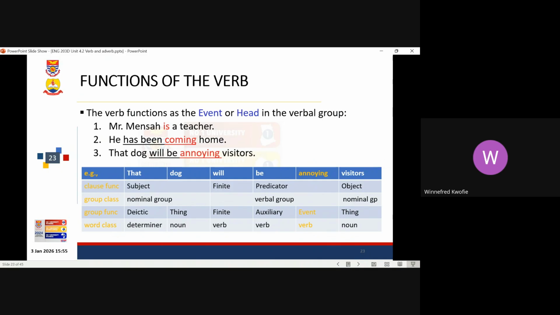Okay, so that dog will be annoying visitors. The verb group you are interested in is "will be annoying." So "will" is a finite, "be" is a predicator, and then "annoying" becomes the event or the head word.